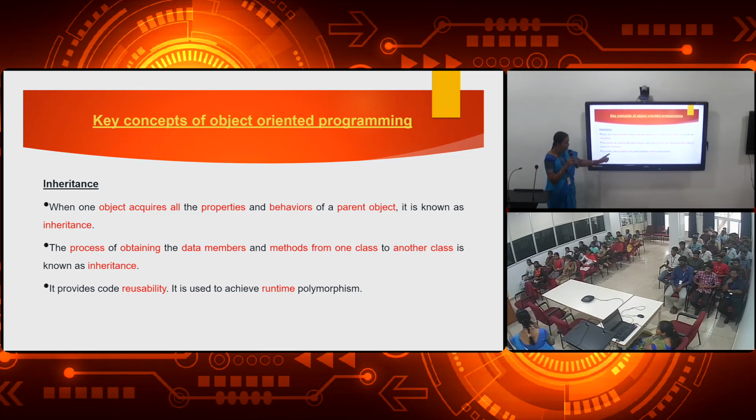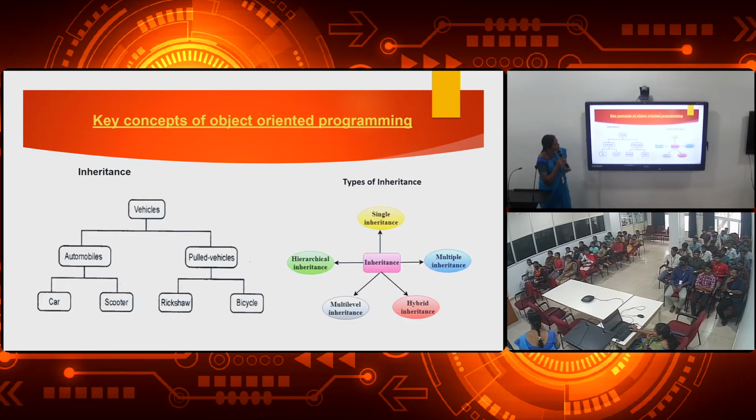I already told you that it is mainly used to achieve the important feature of reusability. Why do we go for inheritance? The existing thing need not be produced again and again. If you already have something, you can make use of it. That is called reusability. So those are the types of inheritance: single, multiple, multi-level, and also hybrid and hierarchical inheritance.